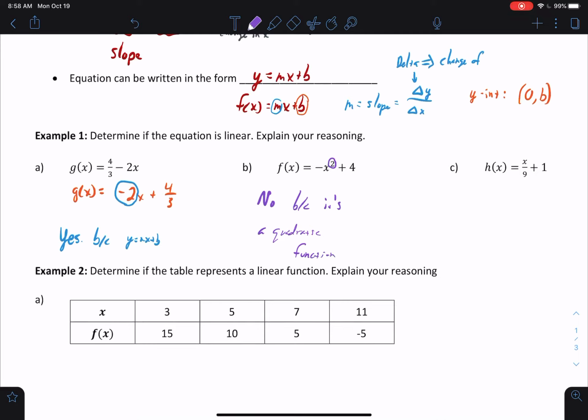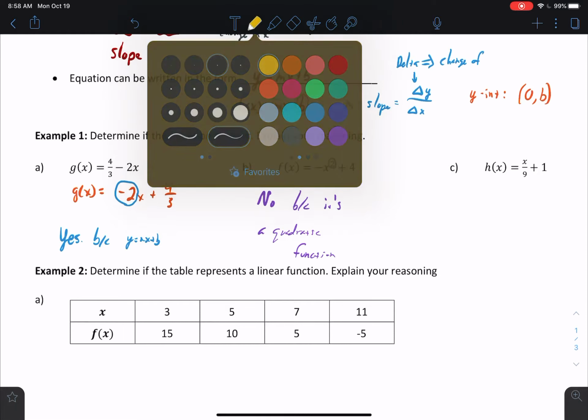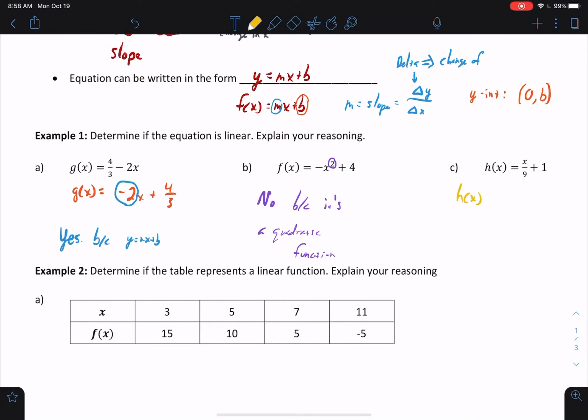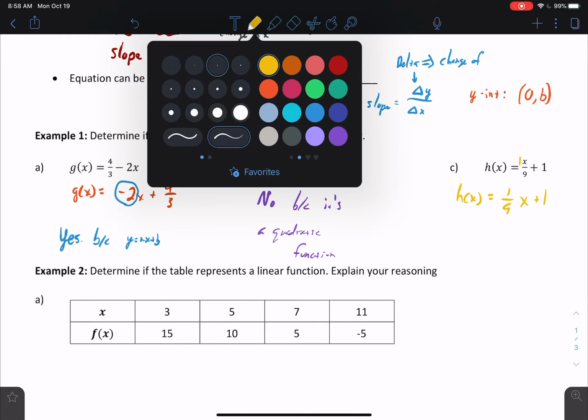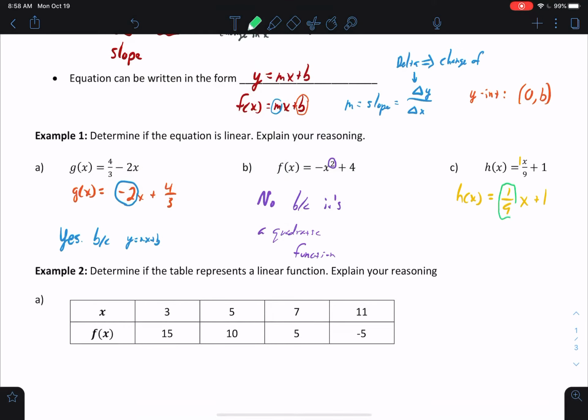What about C? Well, can I write this in slope-intercept form? Yes, there's a 1 in front of that x, so I can write 1/9 x plus 1. My slope, my rate of change, is a constant value at 1/9. So that is a linear function.